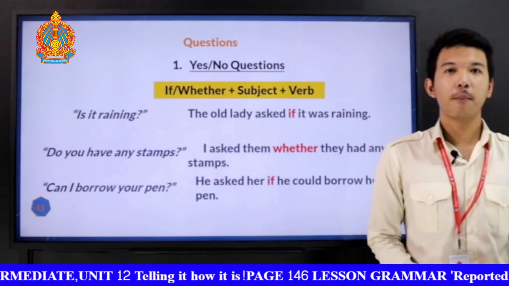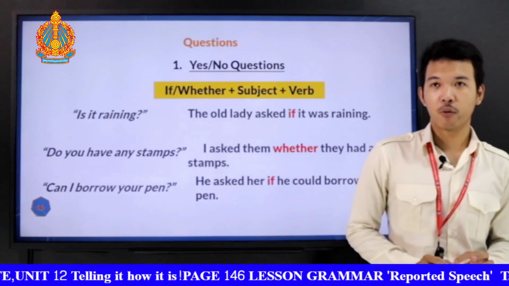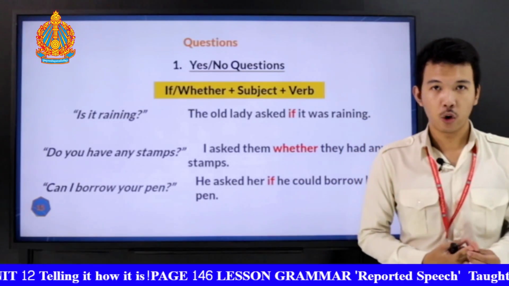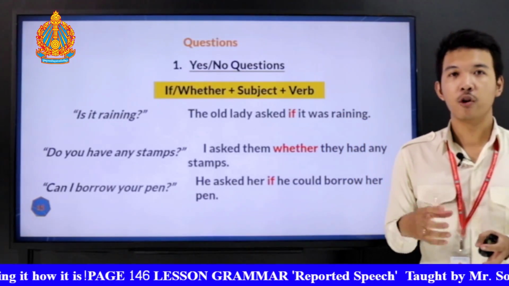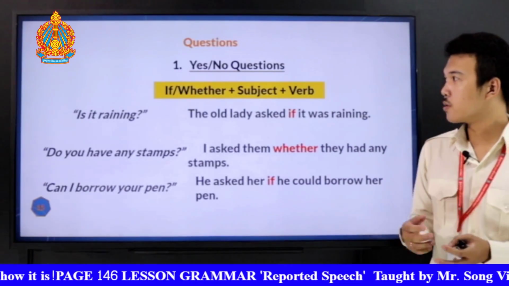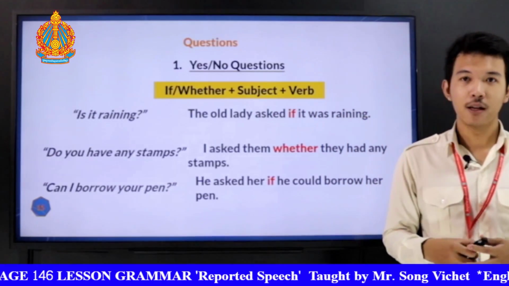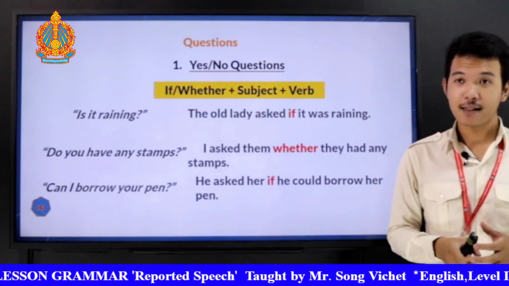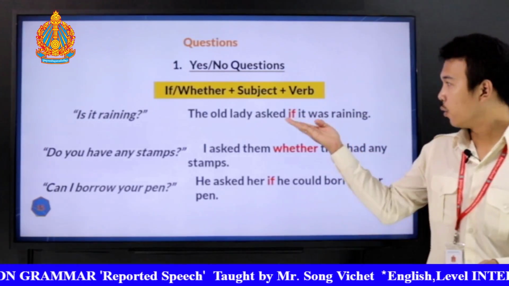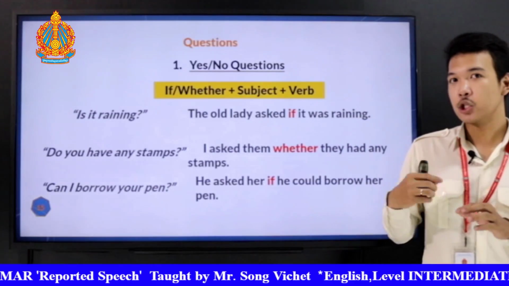And the next one, let's talk about questions. As you know, we have two kinds of questions, yes/no questions and WH questions. Let's start with yes/no questions. For the form in reported speech, when you have a question, you need to use if or whether plus subject plus verb. Look at the first question. "Is it raining?" So you may say, "The old lady asked if it was raining." So "if it was raining" here is the form of the reported question.